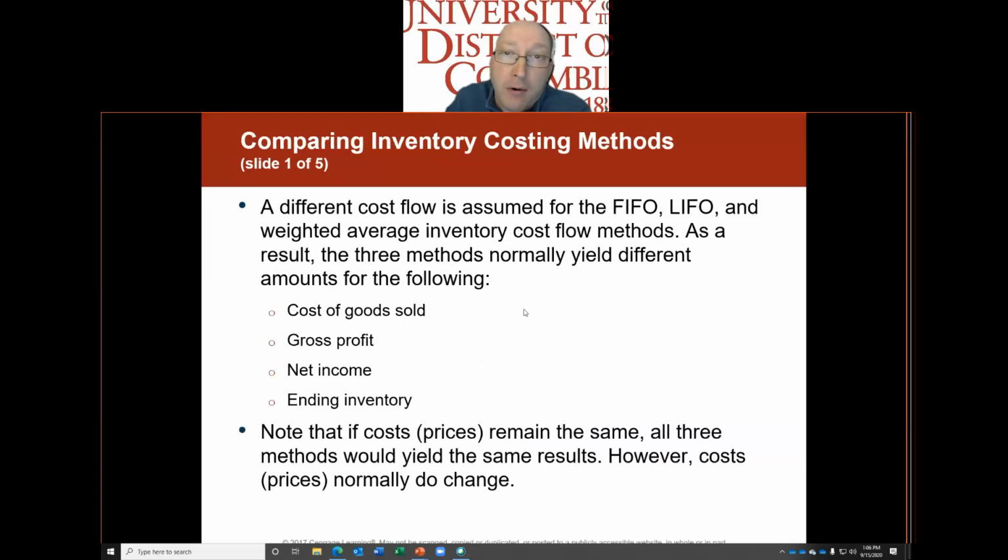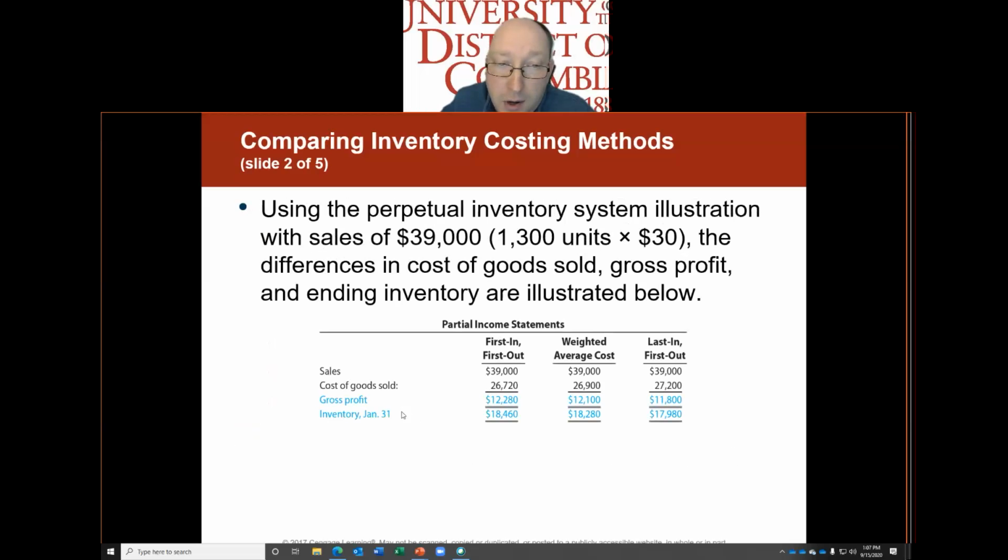Okay, comparing. It's very important for the business to compare the inventory cost methods. As a result, the three methods normally yield different amounts for the following: cost of goods sold, gross profit, net income, and ending inventory. Note that if the cost prices remain the same, all three methods would yield the same results. However, cost prices normally do change throughout time, as you know.